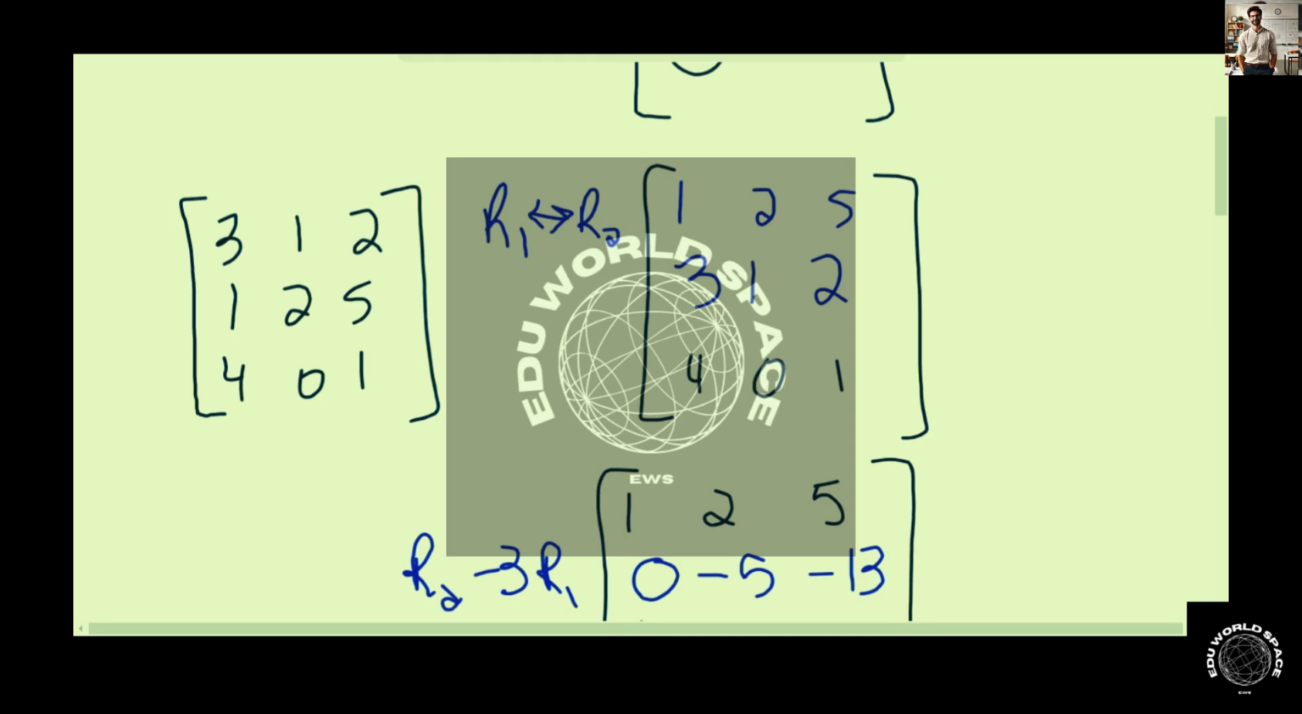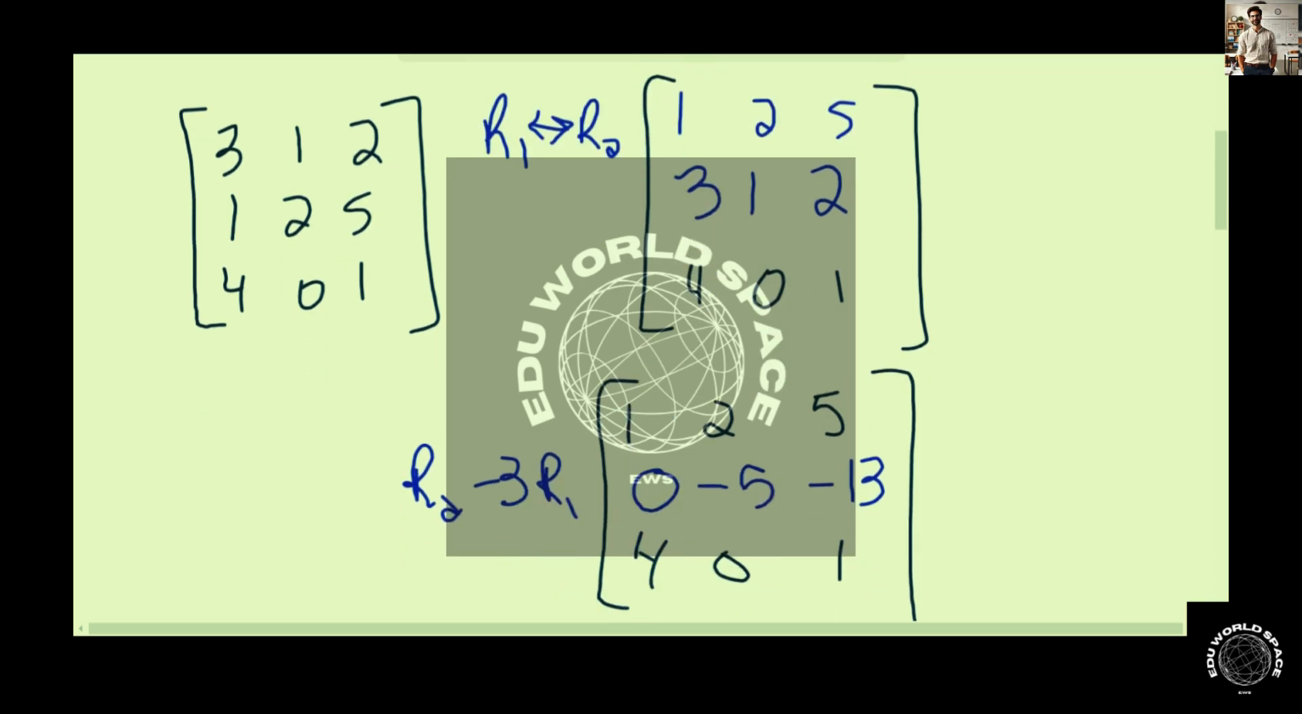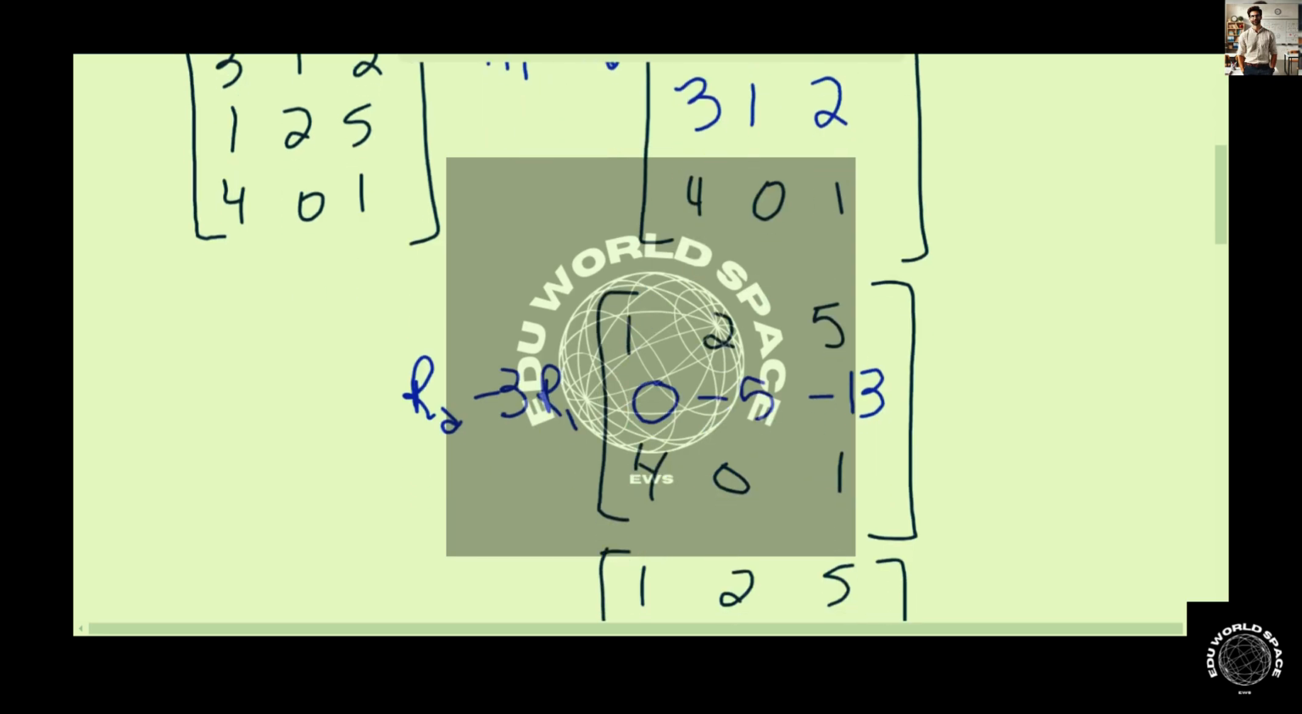And now we notice we have a diagonal of 1s at the moment, but we have to get 0s below the 1. So we could take row 2 and subtract 3 times row 1. So that would be 3 minus 3, which is 0, 1 minus 6, which is negative 5, and 2 minus 15, which is negative 13.